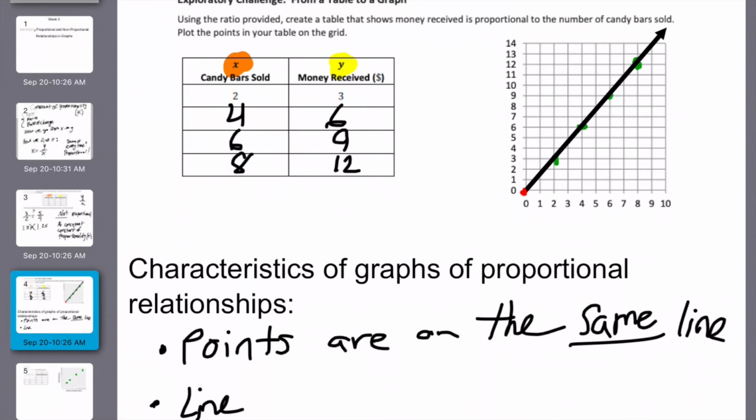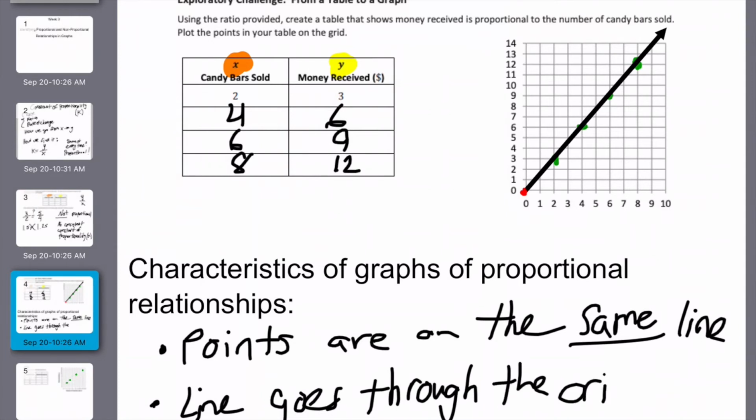The line goes through the origin. So that is all that we're looking for when it comes to trying to find a proportional relationship in a graph. As long as all of the points are on the same line and that line goes through the origin, then it is considered proportional.